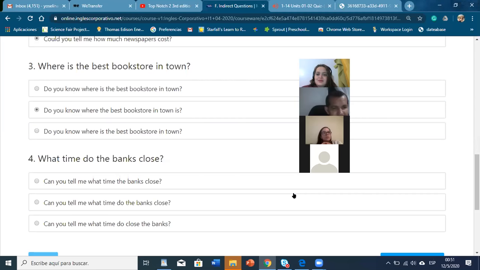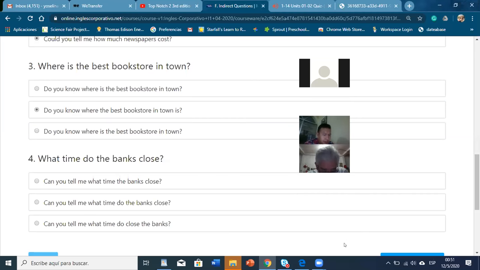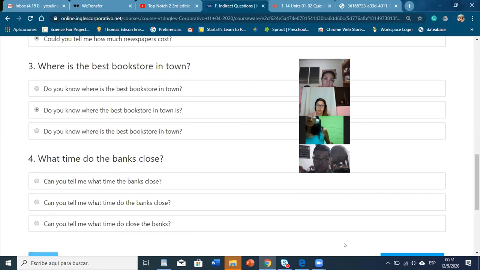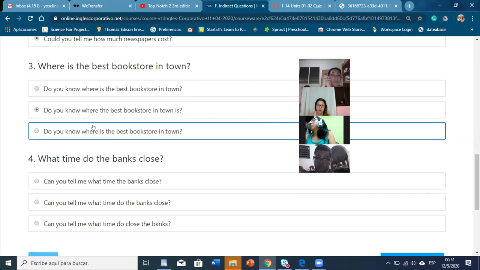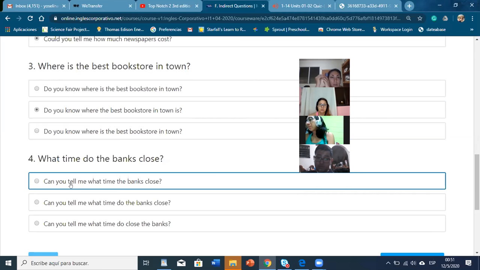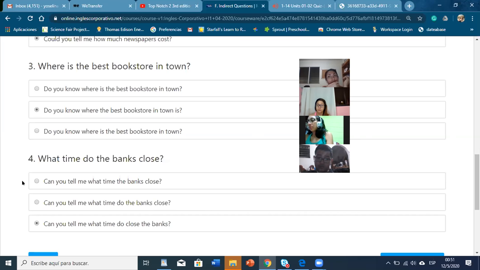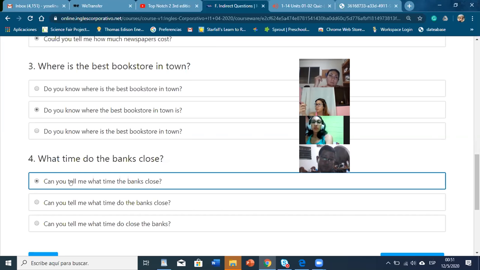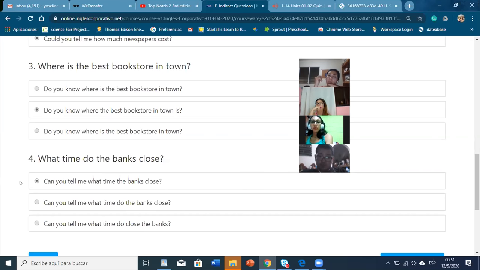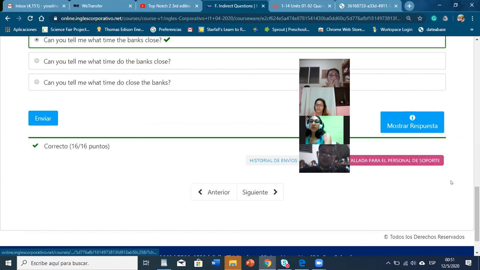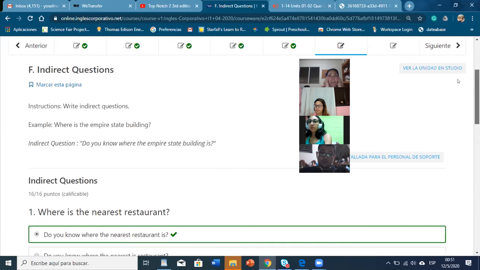What time do the bank close? Can you tell me what time the bank close? First one. So the third one, all right. Can you tell me what time do close the third one? What? No, it's the first one. First one. The first one? All right. One. Can you tell me what time the bank closed? I was thinking that looks very weird. I said, okay. Great. I think we're finished.